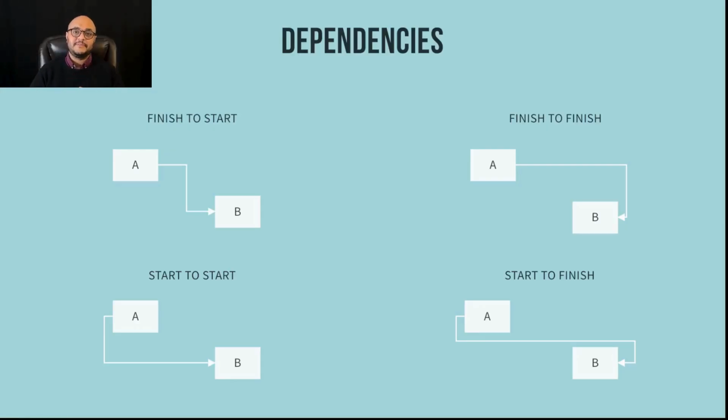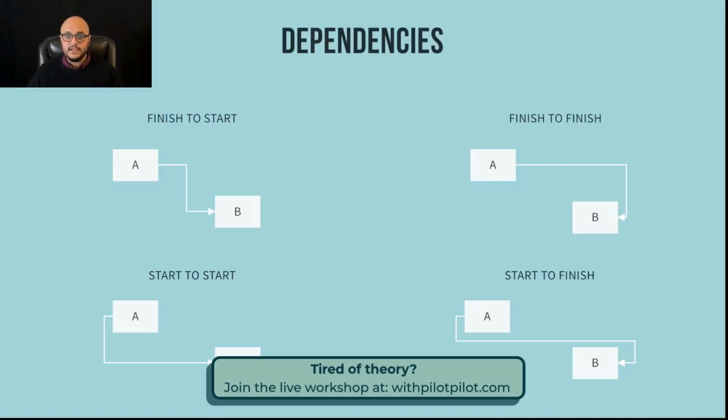Finish to finish. I need to finish task A so that I can finish task B. Again, the arrow stems from the end of task A into the end of task B. Let's take our example of the house again. Let's say that I am painting a house and I'm also furnishing it. I cannot complete furnishing the house until I have completed painting it. Sure, I can furnish each room separately, but at the end of the day, I cannot say I've completed furnishing the house until painting is finished.